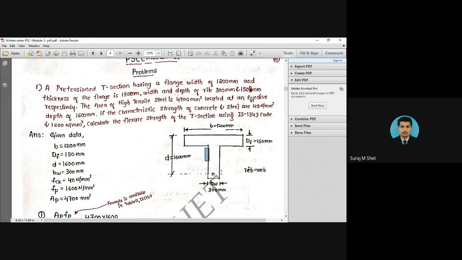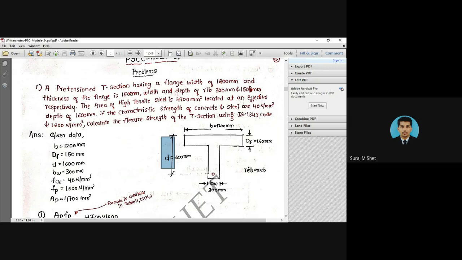They provided reinforcement, high tensile steel HYSD bar, at an effective depth of 1600 mm. See, the steel is provided here, at a depth of 1600 mm from the top. So small d is equal to 1600 mm, and b is equal to 1200. The depth of the flange is 150 mm. So this is the effective depth.